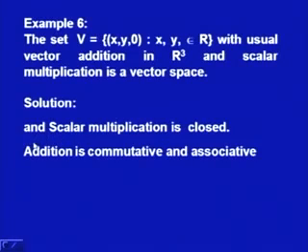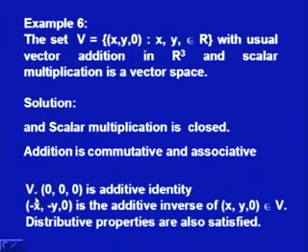one can check that addition and scalar multiplication are closed. Addition is commutative and associative, this one can very easily prove. I leave this as an exercise for the viewers. Then we can say that (0, 0, 0) is the additive identity for the set V. Further, (-x, -y, 0) is the additive inverse of (x, y, 0) for any vector belonging to V in this particular form. One can very easily check that when we add the two, we get the additive identity 0. The distributive property is also satisfied.